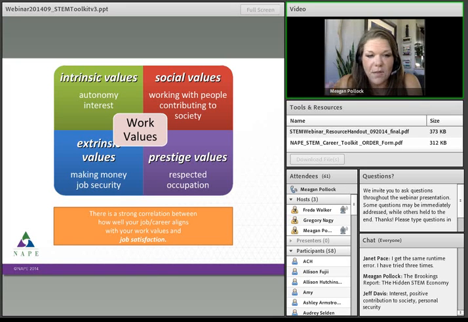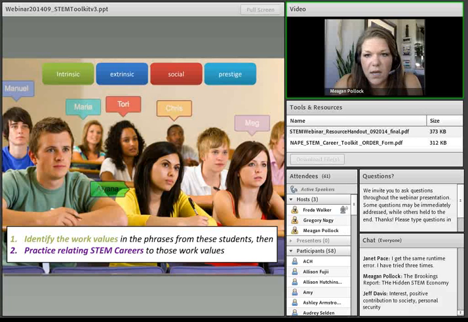And so the activity that we've designed for the toolkit would help students to relate STEM careers to work values. But I want to do a little activity first. I want to help us practice listening, like pretending to listen to our students and picking out work values. So you'll see here on the screen that we've got some students and that we've got the 4 work values. We've got intrinsic, extrinsic, social, and prestige. So what I want you to do, we're going to go to the poll screen in just a minute, but I want you to identify the work values, and then I'm going to see if this works on the webinar, but I'd like to get someone to take a stab at practicing to relate STEM careers to those work values.